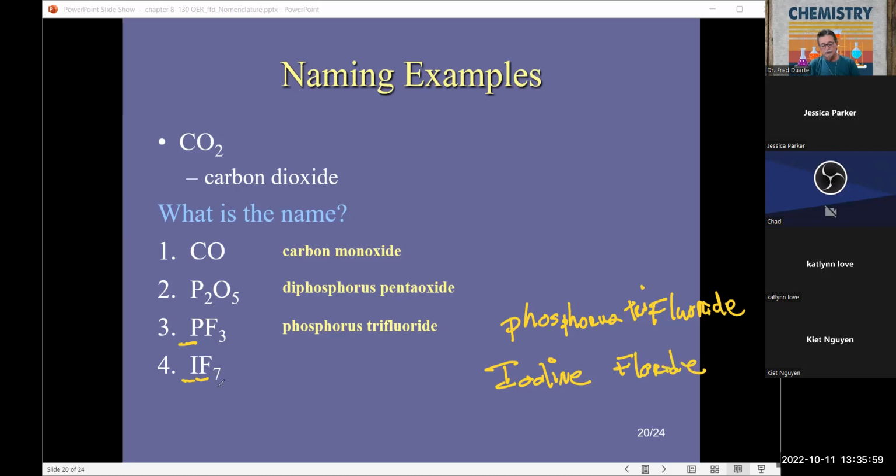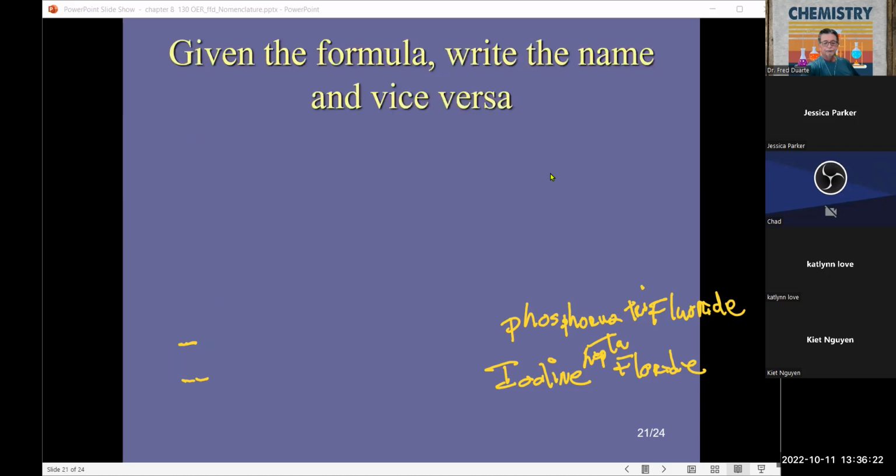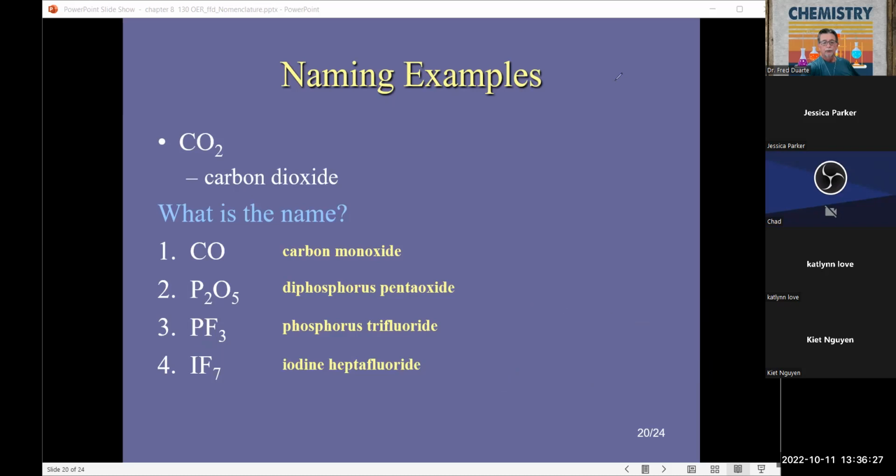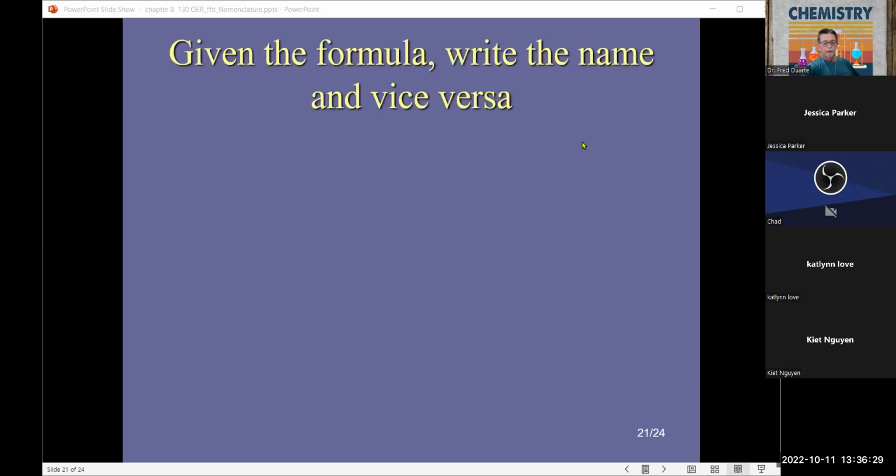We go back and look if there's any prefixes. No for iodine, but we have 7 for fluoride. So heptafluoride. Here we can technically leave the A there because F is not a vowel. So it's heptafluoride. Now, given the formula, write the name.